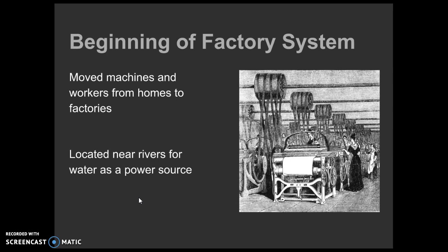So this is the beginning of the factory system. So they moved the people that were doing all of their work from home into factories. So you now had workers and the machines in factories. But the early factories, if you remember from your drawing activity, were located near rivers for water as a power source. Not until the invention of steam could they be located anywhere.